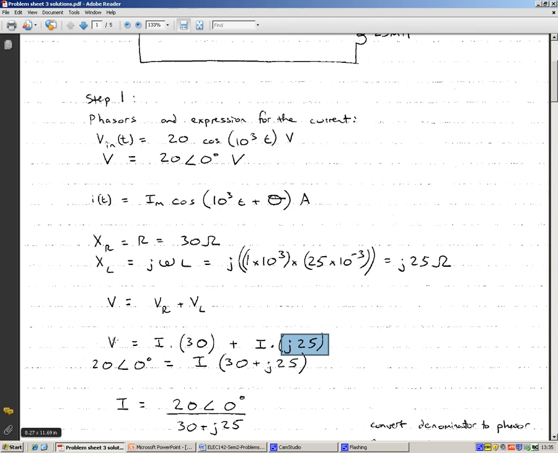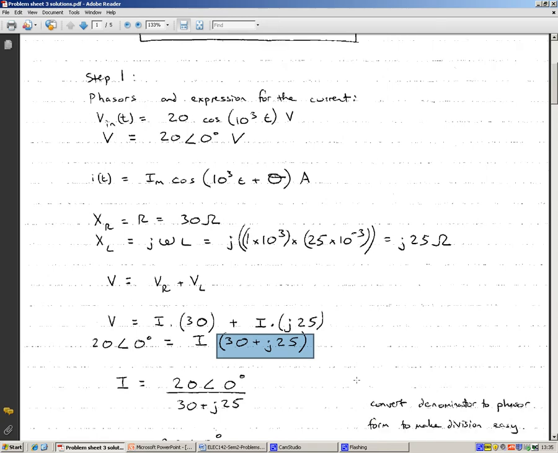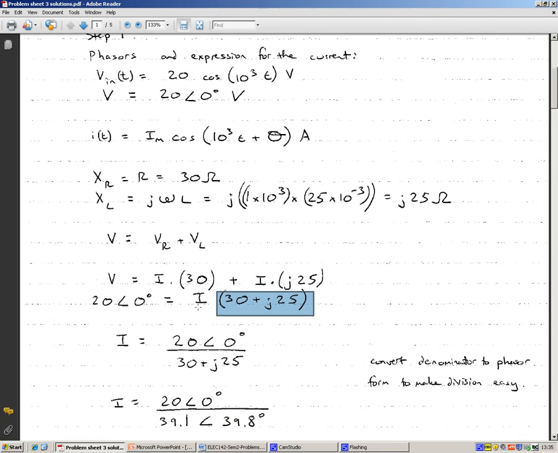So what have we done? We know the value for V in phasor form, so we've just put that in. That was found from up here. And then we've factorised and rearranged it, so we've got I outside our bracket and 30 plus J25 inside our bracket. Now we're going to rearrange in terms of I, so we can find an expression for the current. So I is going to be equal to 20 at an angle of 0 degrees over 30 plus J25.